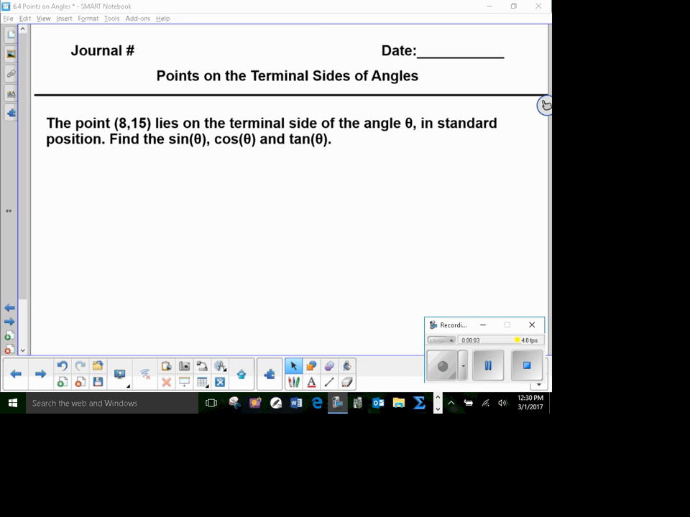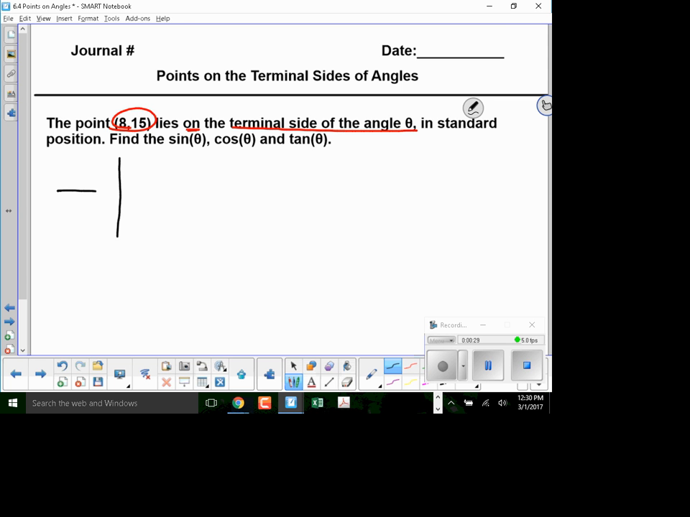Okay, now there's a lot of math words in there, isn't there? The point lies on the terminal side, angle, theta, standard position, and then you have all the trig functions. So what you want to take away from this is you have a point, and it's on the terminal side of an angle. That angle's in standard position. So where you want to start with these first is just plotting the point.